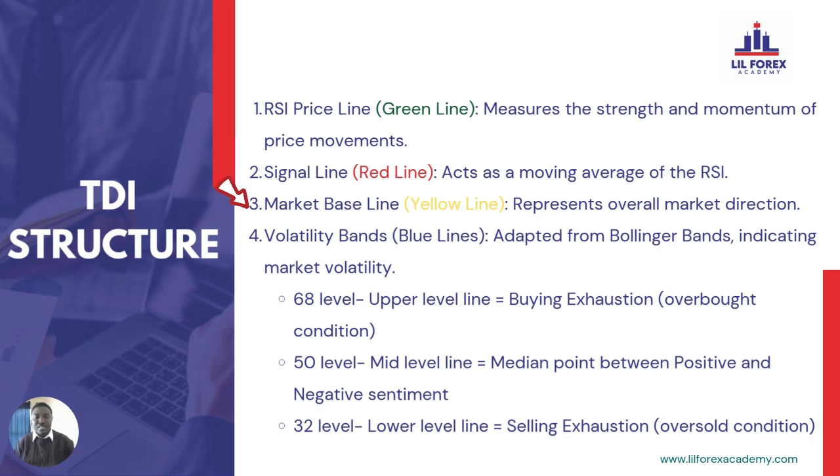And remember I said just looking at TDI, you can determine the trend on higher time frame, and that is the reason why you can stick to a single time frame and still make some reasonable trade. Okay, and the last component is the volatility band, also called the Bollinger Band, right? Which is represented by the blue lines. So it indicates the market volatility.